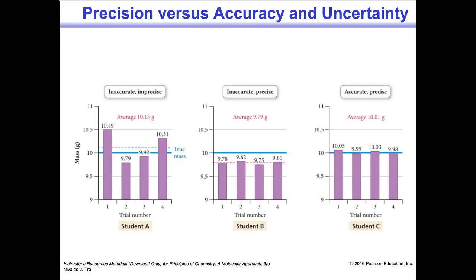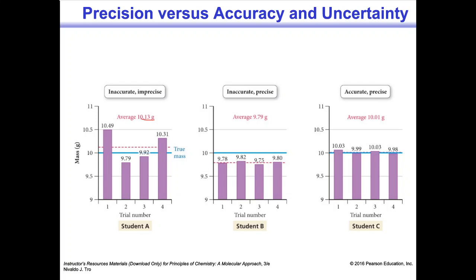If we look at student A, they have measurements of 10.49, 9.79, 9.92, and 10.31. They're all pretty far off from the true mass. Their average is about 10.13. They're all pretty far off from the actual value, so those would be inaccurate. And there's no consistency, so they'd also be imprecise. So the data from student A would represent data that was both inaccurate and imprecise.